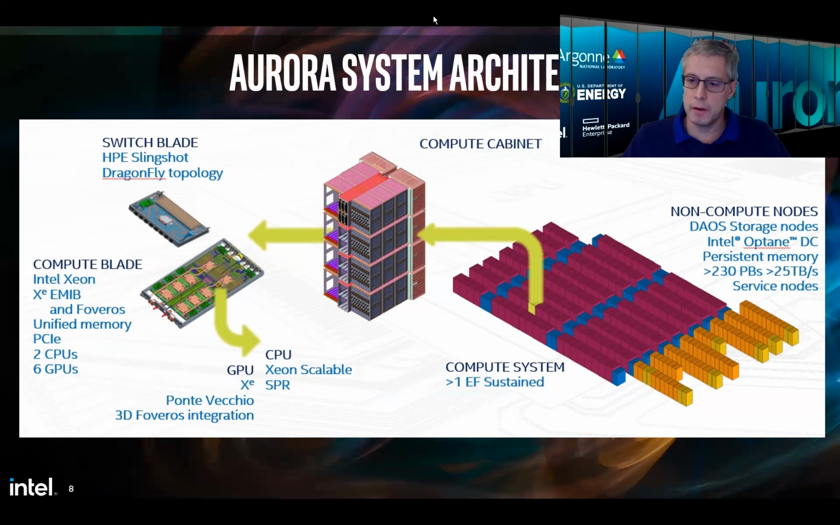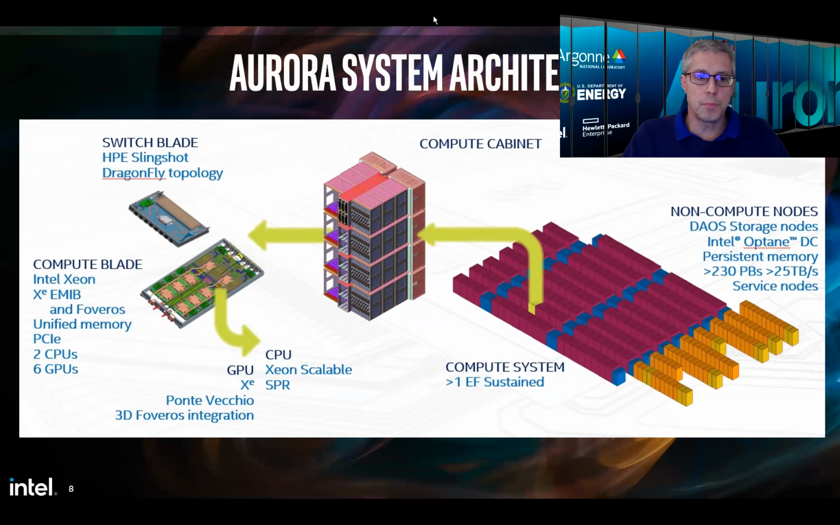These include Optane for persistent memory, and there's over 230 petabytes of storage that is accessible by Deos, as well as achieving rates of greater than 25 terabytes per second. If we break down what a rack looks like, what you'll see in each of the switch blades is that we have an HPE Slingshot connected in a dragonfly topology for that high performance fabric that I talked about.